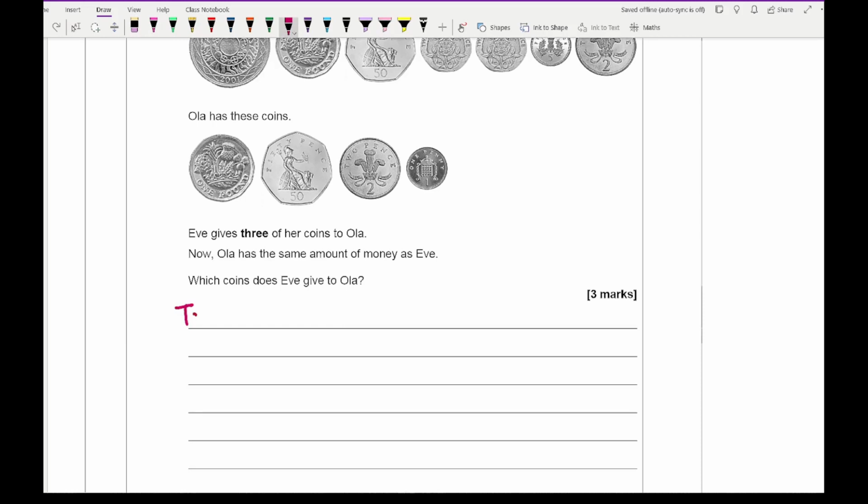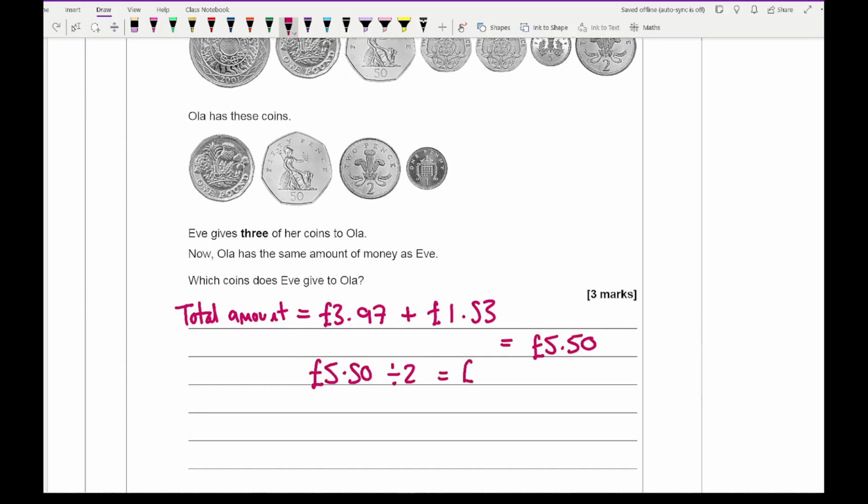So the first thing you need to do is work out the total amount of both the people. If we add up the 2 amounts, you can see that Ola has £3.97 plus Eve's amount, which is £1.53, giving a total of £5.50. Now if they've both got the same amount, we divide that amount by 2, which gives me an answer of £2.75.